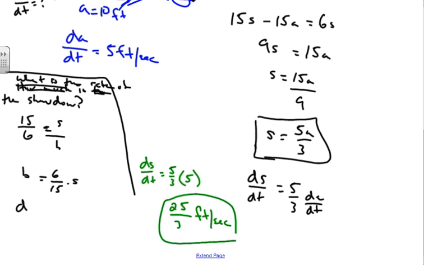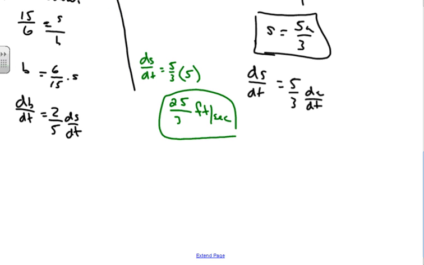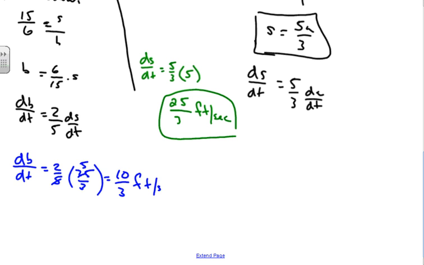If we differentiate this, dB dt equals, we simplify that, take out a 3, 2/5 times ds dt. I just simplified that so you know. And we know that ds dt is 25/3. So finishing this up, the shadow is changing, dB dt, at 2/5 of whatever ds dt was. 2/5 times 25/3, we cancel the 5, and we have 10/3 feet per second.